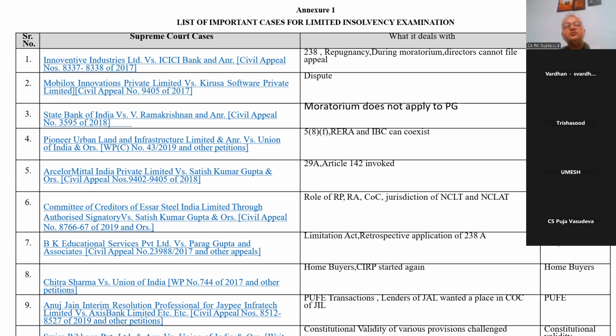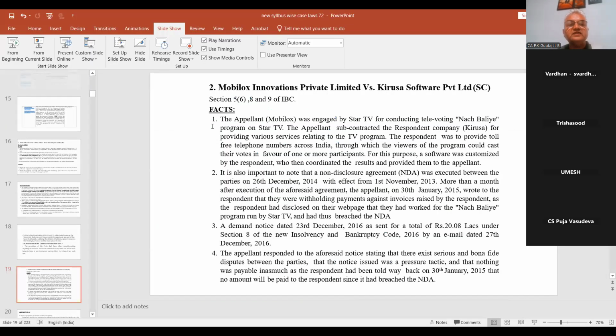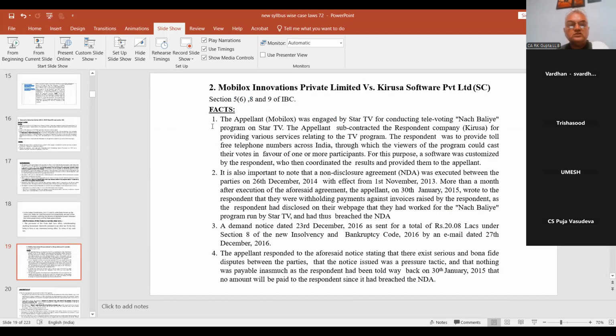Now another important thing, Pooja ji, for you. Apart from dispute, what was the issue which was discussed in this case? Sir, it was regarding non-disclosure agreement. That was related to dispute only. Any other thing which you can think of? What else was discussed? Everyone knows about dispute, apart from that, what was there?